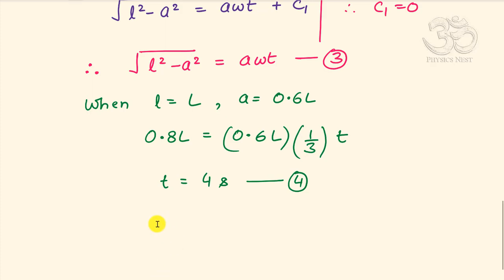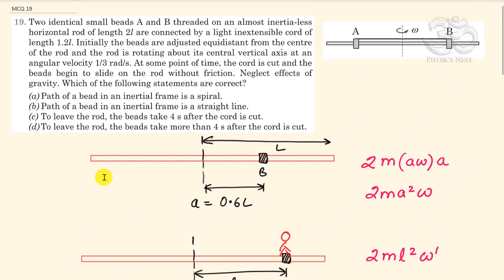So we have been able to find out the time at which the bead will be leaving the other end of the rod. This is t equal to 4 seconds. So at least we know that option C is correct. C is one of the correct options.